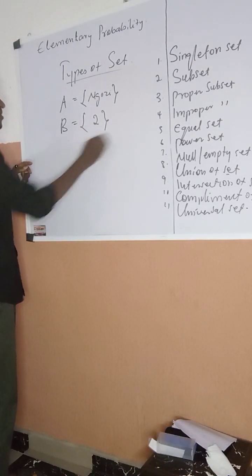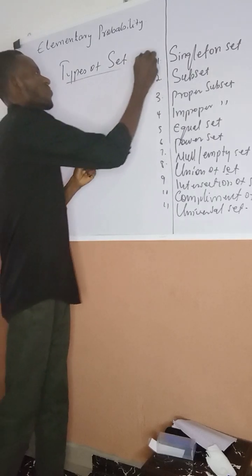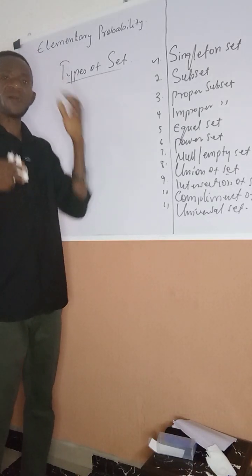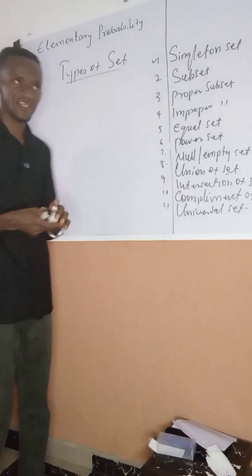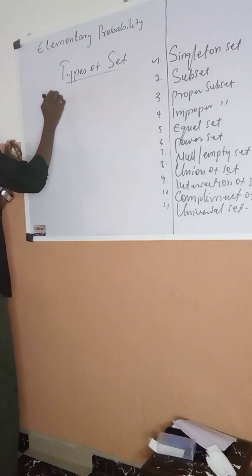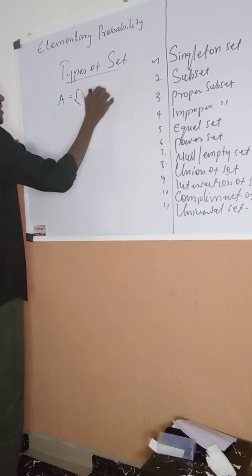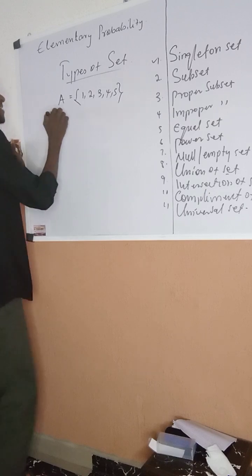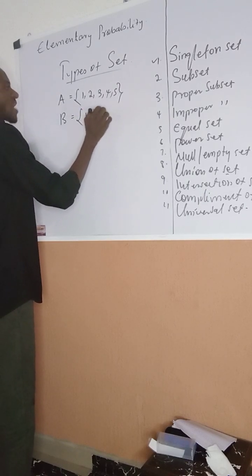Okay, we have looked at what we call the singleton set. We are going to look at what we call subsets. When we talk about subsets, consider two sets, A and B. Let me say my A is defined as {1, 2, 3, 4, 5}. This is my set A. And my set B is defined as {1, 2, 4}.